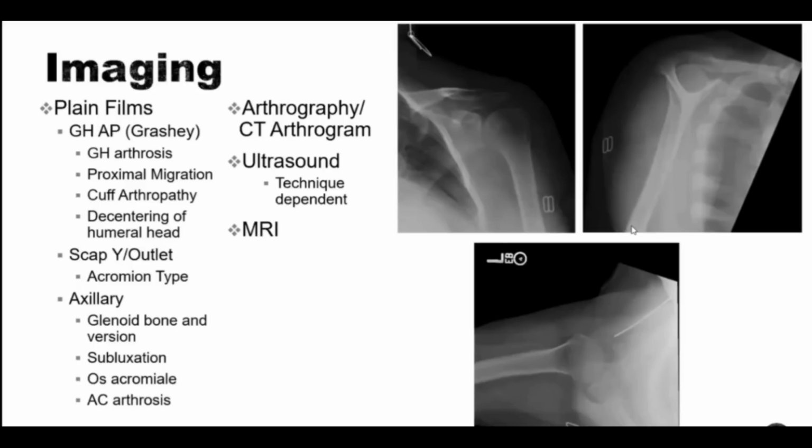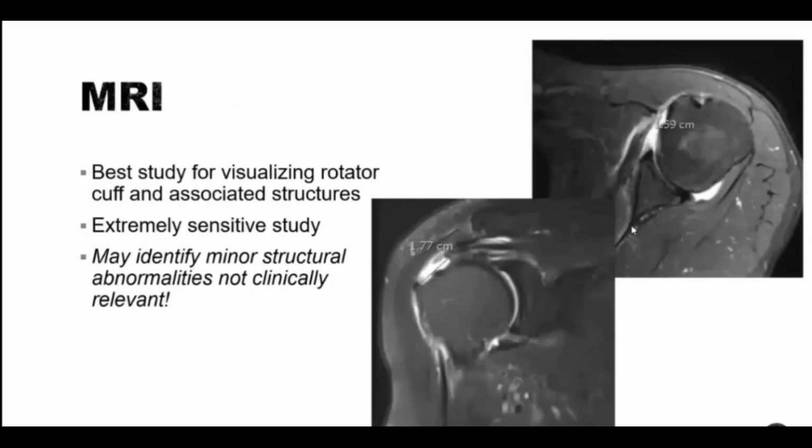And an MRI really is our go-to for evaluating the rotator cuff. So as mentioned, it's the best study for visualizing the rotator cuff and surrounding structures. It's incredibly sensitive. It's so sensitive that you can identify minor structural abnormalities that really are not causing any problems. The view on the bottom left is a coronal image. It shows a rotator cuff tear, which you can see they're measuring there 1.77 centimeters. That area, when the cuff is normal, that's just a nice sharp black structure that attaches to the humeral head. So the fact that you have all that bright signal there, that's where the tear is.